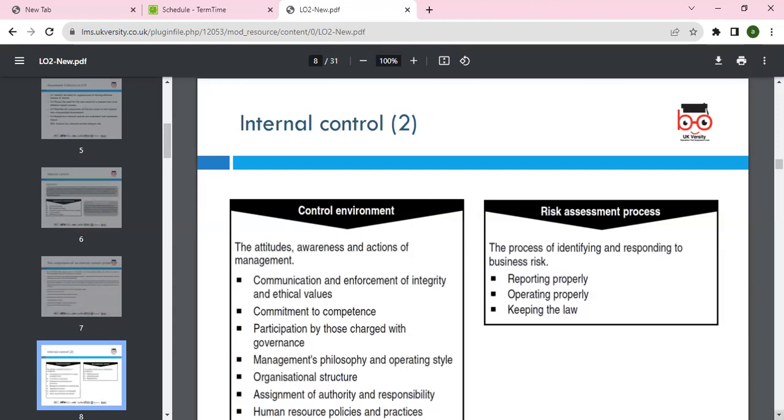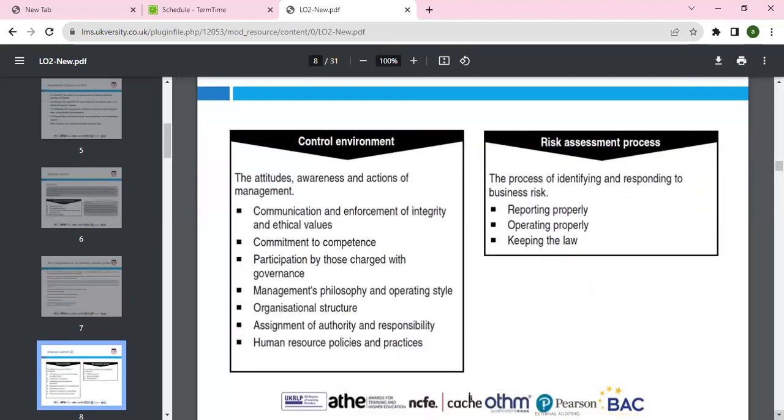What we have, yes, we are checking all the legal requirements when we are recruiting, for example, commitment to competence. Participation by those charged with governance, management philosophies and operating style. We can look at the management structure, the assignment of authorities and responsibilities, and human resource policies like selection, job descriptions, recruitment, placement, training and development, which all come under HR.